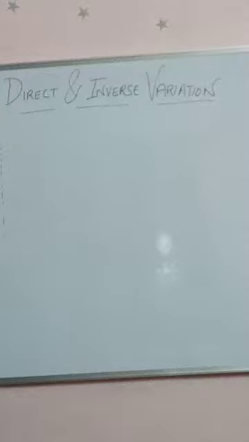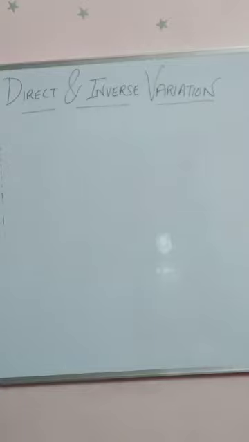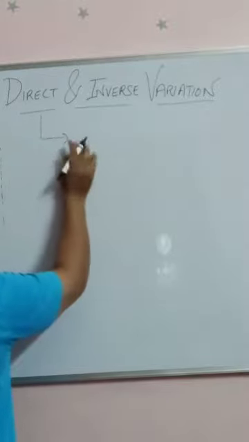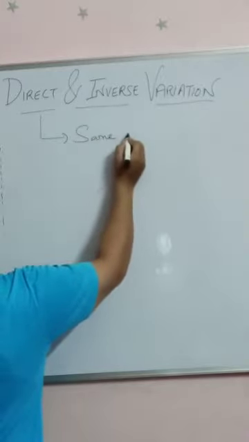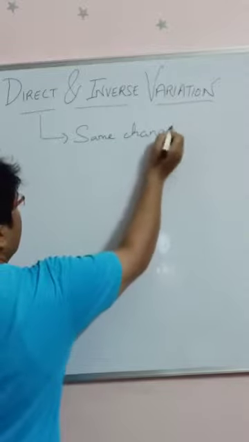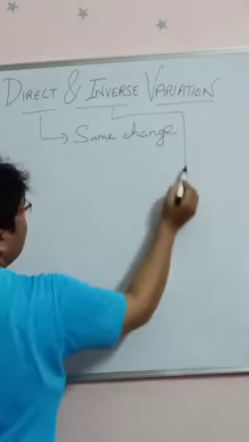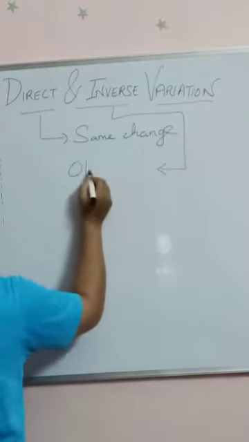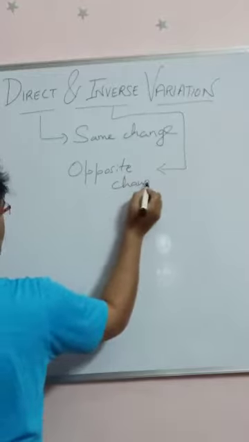Good morning class. Today we are going to start with the chapter direct and inverse variation. In this chapter we are going to talk about the dependence of one quantity on the other quantity. Direct variation means that the same sort of change will be there. And the word inverse refers to an opposite change. What does that mean now?